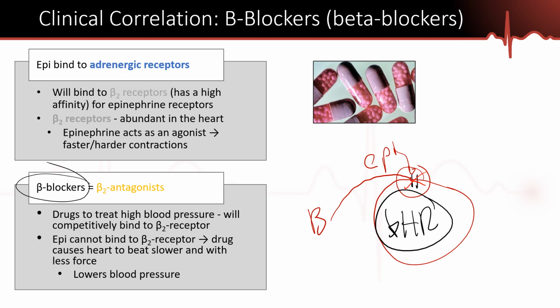General rule here: if a drug is an agonist, it binds to a receptor and activates it. If a drug is an antagonist, it binds to a receptor and it blocks it from being able to bind to its usual chemical messenger.